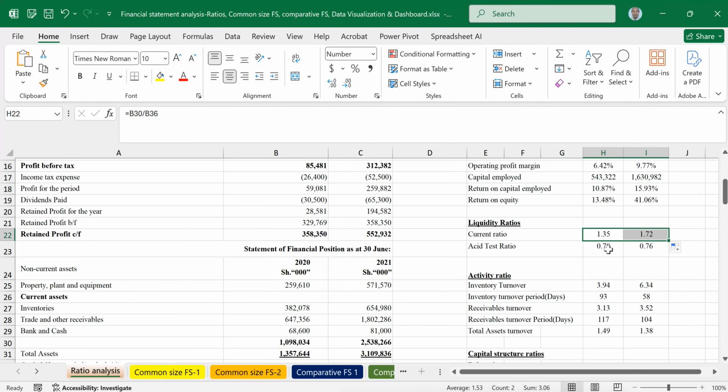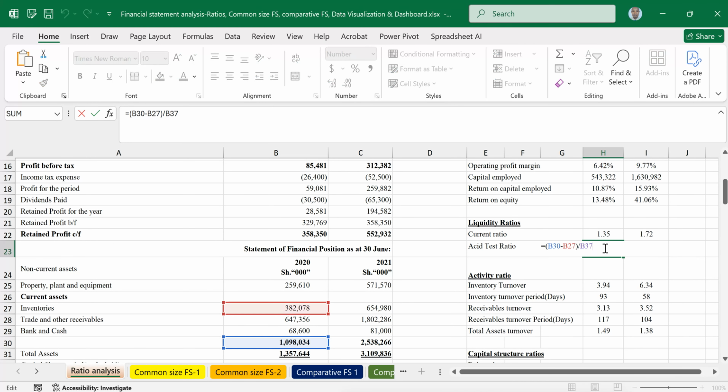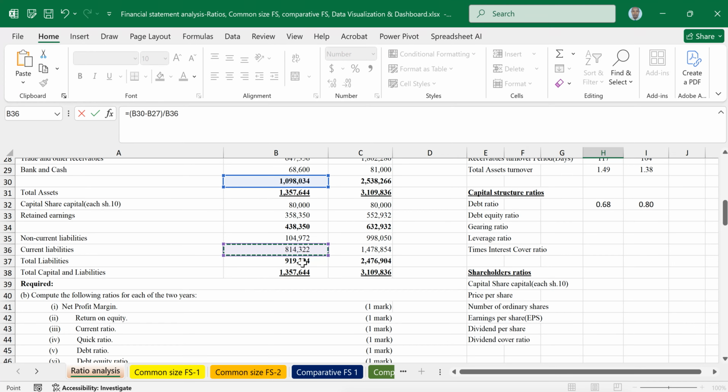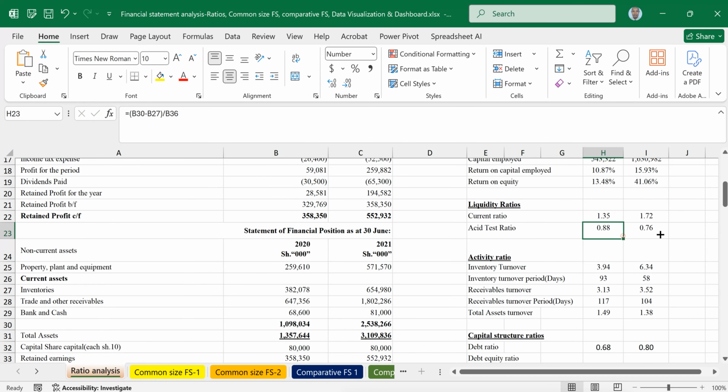Acid test ratio as well. Use the correct denominator. It should be over current liabilities, not total. Current liabilities and not total liabilities. That should also be adjusted this way. So I've just remembered that.